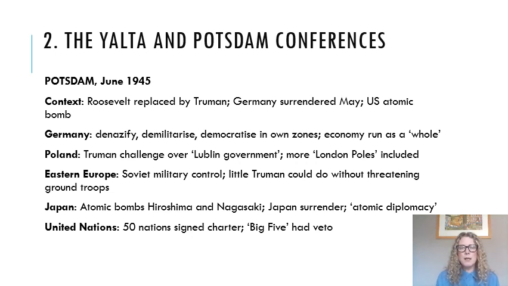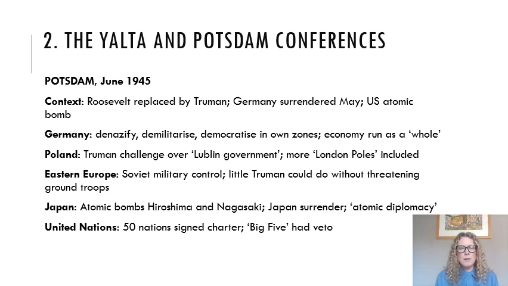So Germany is still a key issue here, and it was agreed that the Allies would work towards denazifying, demilitarising and democratising Germany. But they would do that in their own zones. It was very difficult for the Allies to decide a way forwards for Germany and what's going to happen in the long term. So they just focused on doing those jobs in their own zone. But they agreed that the economy of Germany would be run as a whole, so they wouldn't have too much independence on how they were going to run the economy in their own zones.